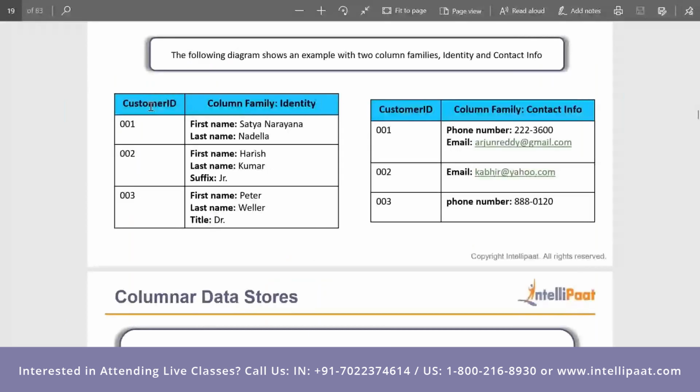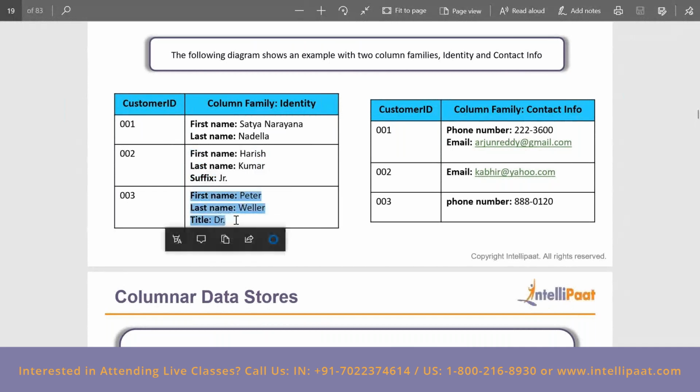You have a column family called identity. Then you have your customer ID here. Here you do not have a separate key or anything; you have a key value here. You have your first name, last name. Again, you see the structure has changed. You have first name, last name, and suffix. The third one, you have a title. Then you have another column family that is contact info. So here you have your phone number, email. But here the ID is the same.